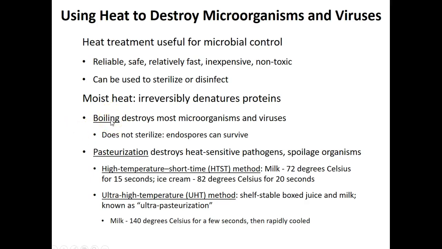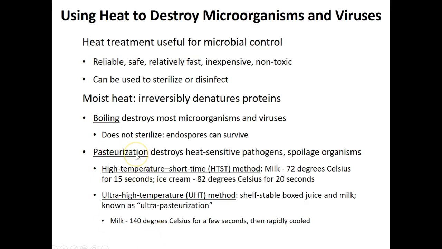Boiling is effective, but it does have a drawback. The major drawback to boiling is that it does not destroy endospores. So boiling would not be a useful means of sterilization due to the fact that endospores could survive. Remember, in a previous lecture, we talked about sterilization, and we mentioned that means the removal of all vegetative organisms, viruses, and endospores.